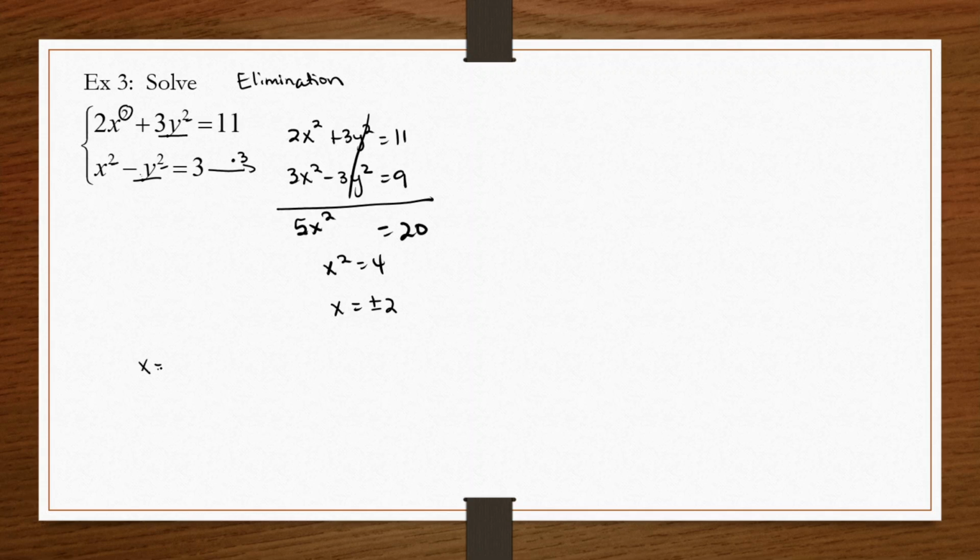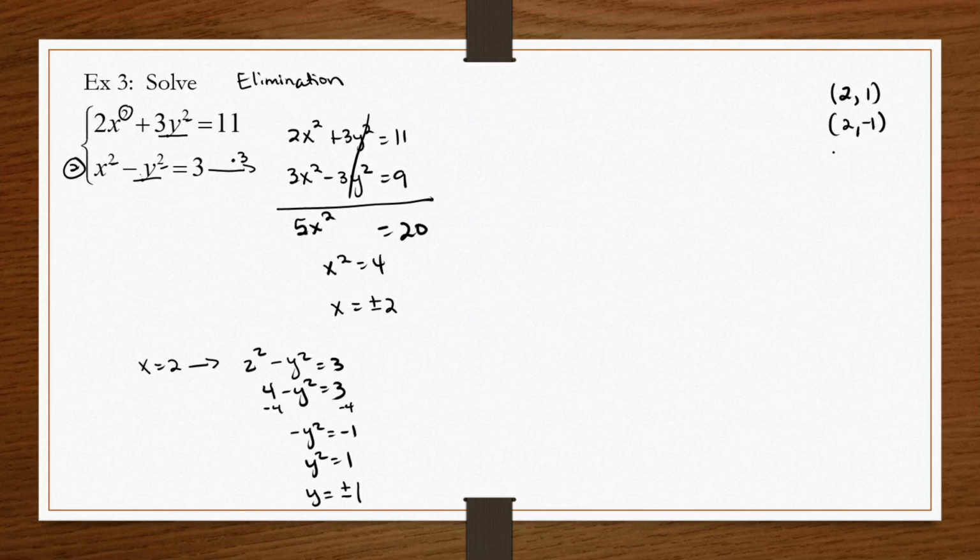Okay, so if x is 2, then using this second equation, I'll get 2 squared minus y squared equals 3. So 4 minus y squared equals 3. So that would tell me if I move the 4 over, I'll get -y squared equals -1. And I end up with y equaling plus or minus 1. So far I have 2 points. I have 2, 1, and 2, -1.